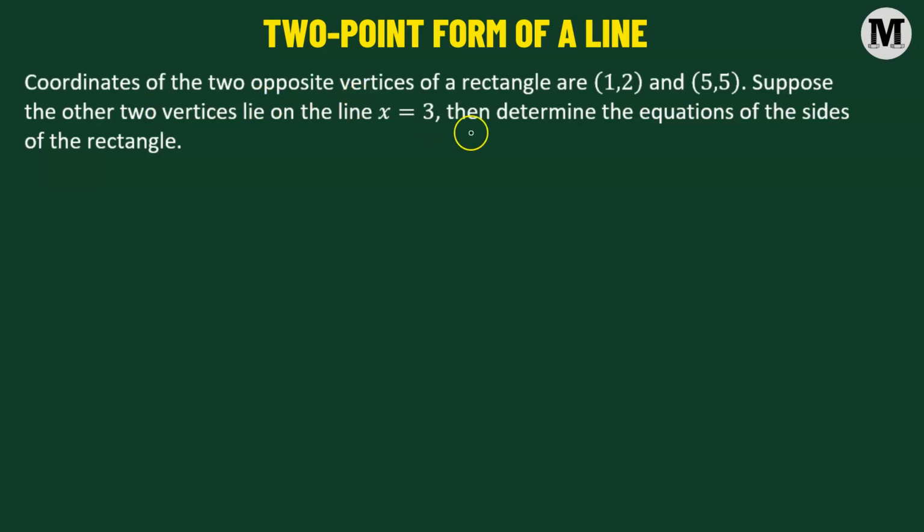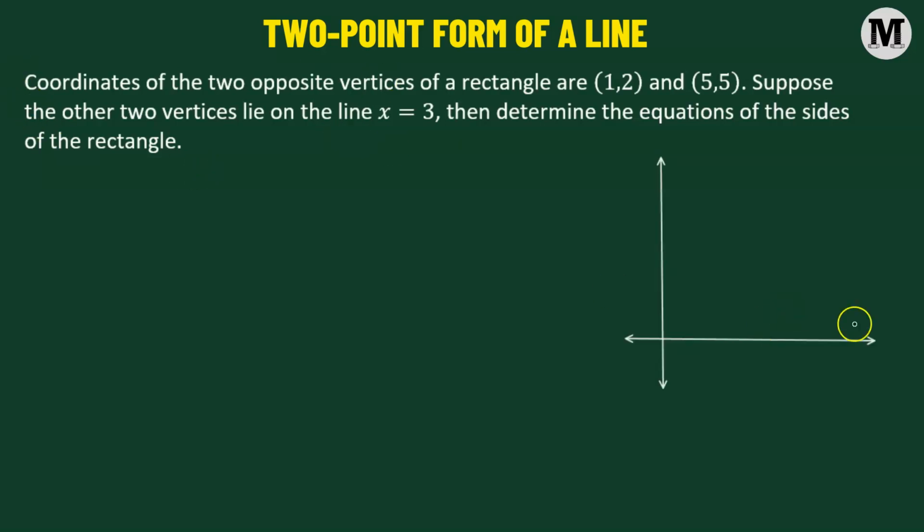Coordinates of the two opposite vertices of a rectangle are given as (1, 2) and (5, 5). Suppose the other two vertices lie on the line x = 3. Then determine the equation of the sides of the rectangle. So let's try to understand the problem graphically first.